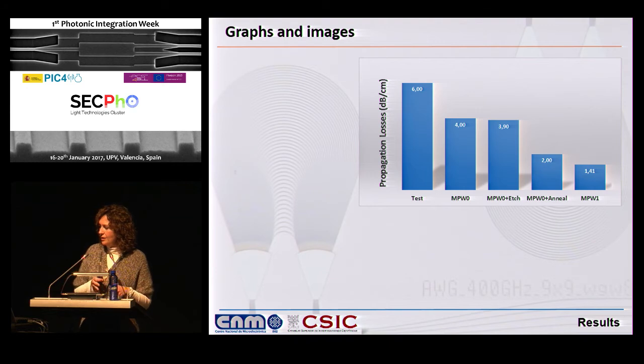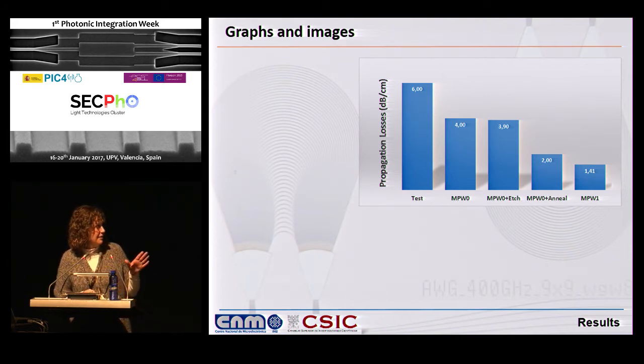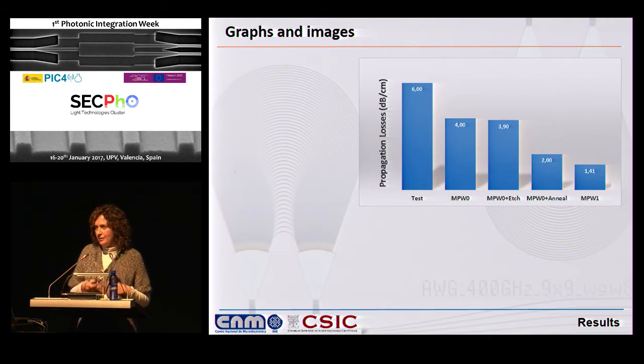And for example, from this multi-project wafer, we make 2 tests. One was an etch, and another one was an annealing to improve a little bit the losses. The etch doesn't change anything, and the losses are almost the same. But doing an anneal, we get much lower propagation losses. Okay, the last multi-project wafer measured has a very nice value, 1.4 dBs. So we hope to repeat and maintain or reduce a little bit this value, but I think it's a good value.